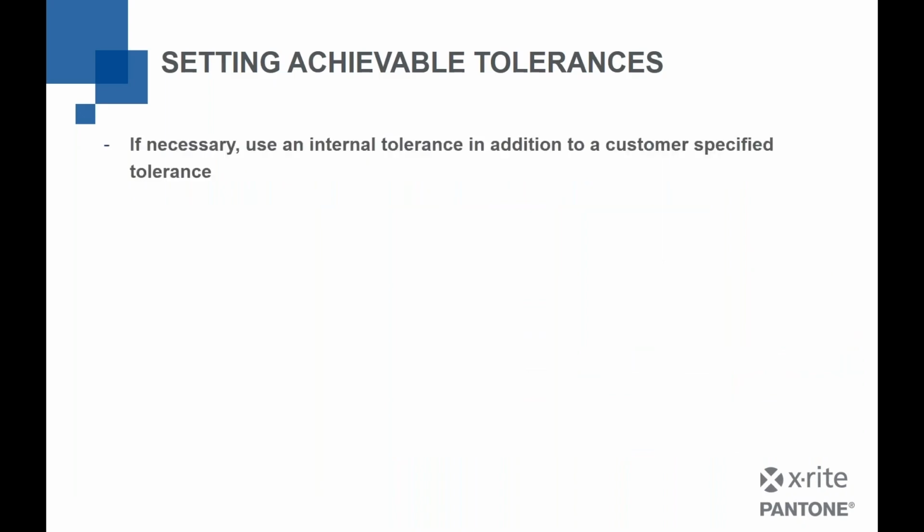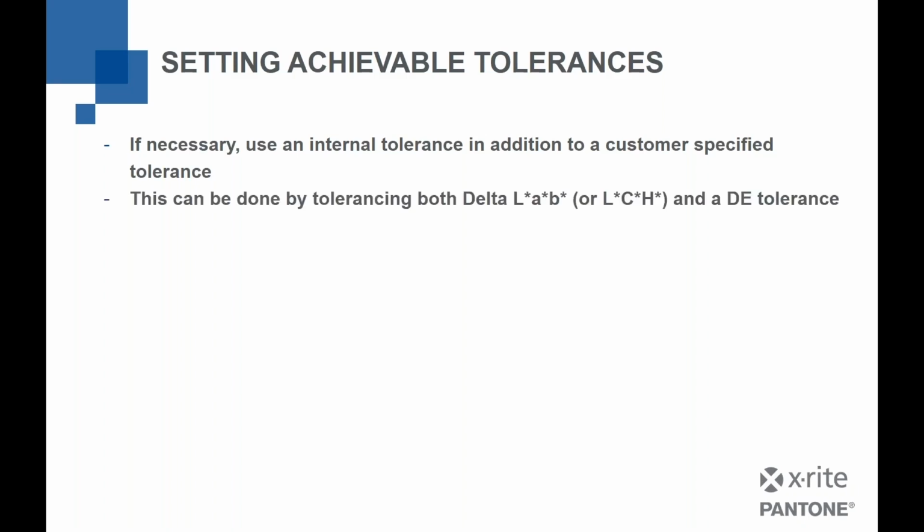Our last suggestion on setting achievable tolerances. If necessary, and it often is, you can use what we call an internal tolerance in addition to your customer specified or even your corporate company specified tolerance method. Let me show you what I mean by that. So this can be done by tolerancing both delta LAB or LCH and some form of a delta E tolerance. Let me show you what that looks like.